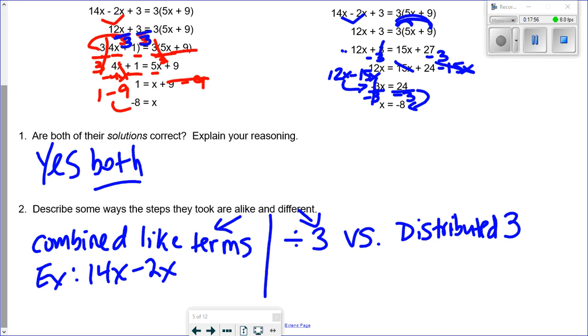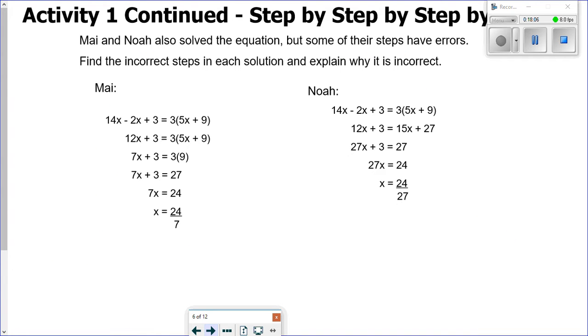At this time, please make sure to add these points to your notes in questions 1 and 2 if you did not have this already. Now let's take a look on the next page at Maya and Noah's examples.